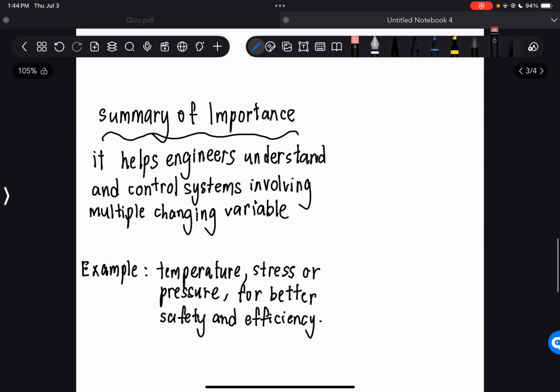So, a summary of the importance: it helps engineers understand and control systems involving multiple changing variables. There are examples of what we can calculate from here, like temperature, stress, or pressure, so it can bring better safety or efficiency for engineering.